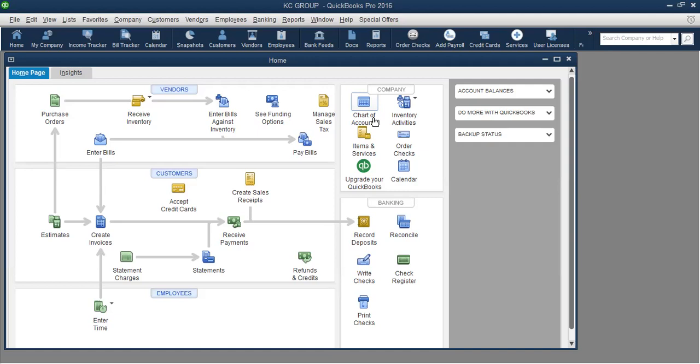You also have an option here for items. These are some of the things that are within the company section. We have items and services. Those are going to be things that your company sells and sometimes what they purchase. So some of the options here are going to be things you want. Some of the options here are going to be things that we may not use.